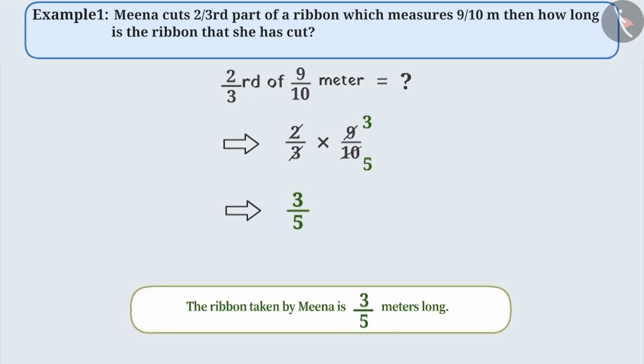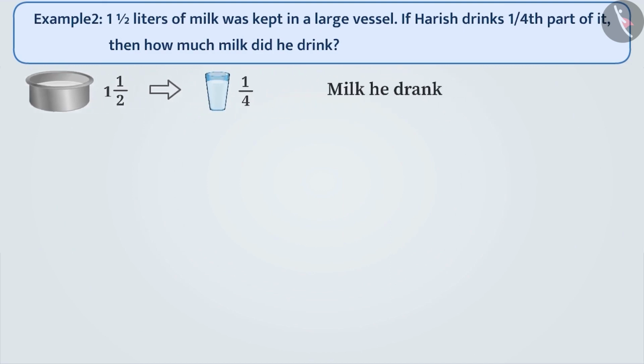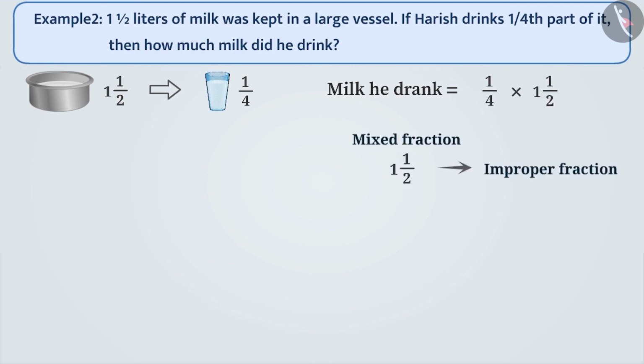Next example. 1.5 liters of milk was kept in a large vessel. If Harish drinks 1/4 part of it, then tell me how much milk did he drink? Harish drank 1/4 part of 1.5 liters of milk. We can find the amount of milk he drank by multiplying 1/4 and 1.5. To solve this, first, we will express the mixed fraction 1½ as an improper fraction.